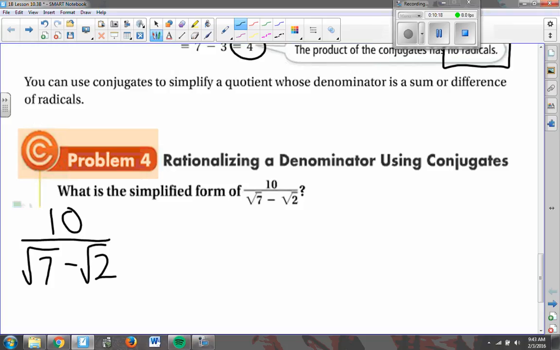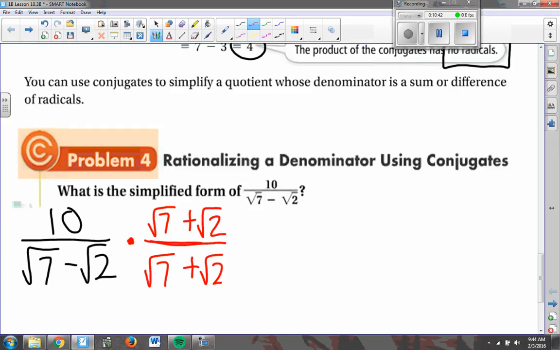So that's what I'm going to do. I'm going to multiply by the conjugate on the top and the bottom. As a reminder, the conjugate is exactly the same two terms, but the opposite sign. So because this one is a minus, I need to multiply by a plus. So it's the square root of 7 plus the square root of 2 on both the top and the bottom. Now, I'm going to leave the top kind of alone and deal with the bottom first, but I will tell you that the top of my fraction is now 10 times all of that square root stuff in parentheses: square root of 7 plus square root of 2.